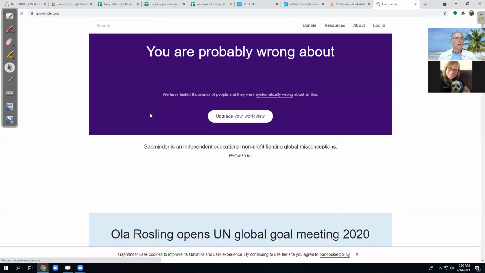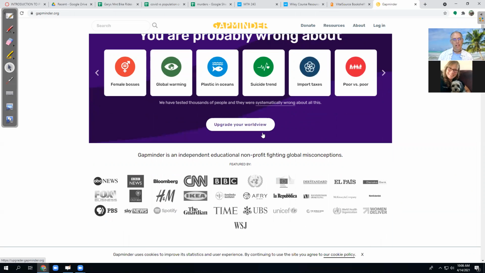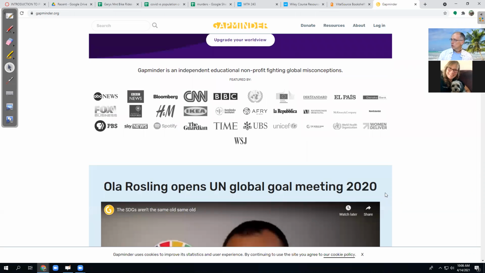Question from a book example. And if you haven't been to Gapminder, I'm going to go over this again later in the class. These quizzes here are really fascinating. Welcome, Jorge.